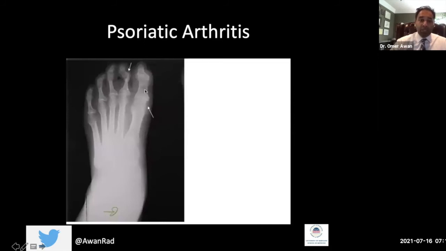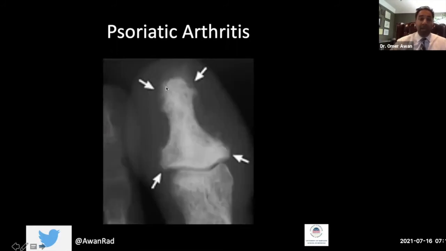Kind of marginal erosions here, soft tissue swelling involves the MTP, but also the PIP, more distal distribution, with some subluxation, right? Lateral subluxation of the middle phalanx with respect to the proximal phalanx. Nice example of psoriatic arthritis, right? Some periostitis here, erosions, soft tissue swelling, distal, psoriatic arthritis.